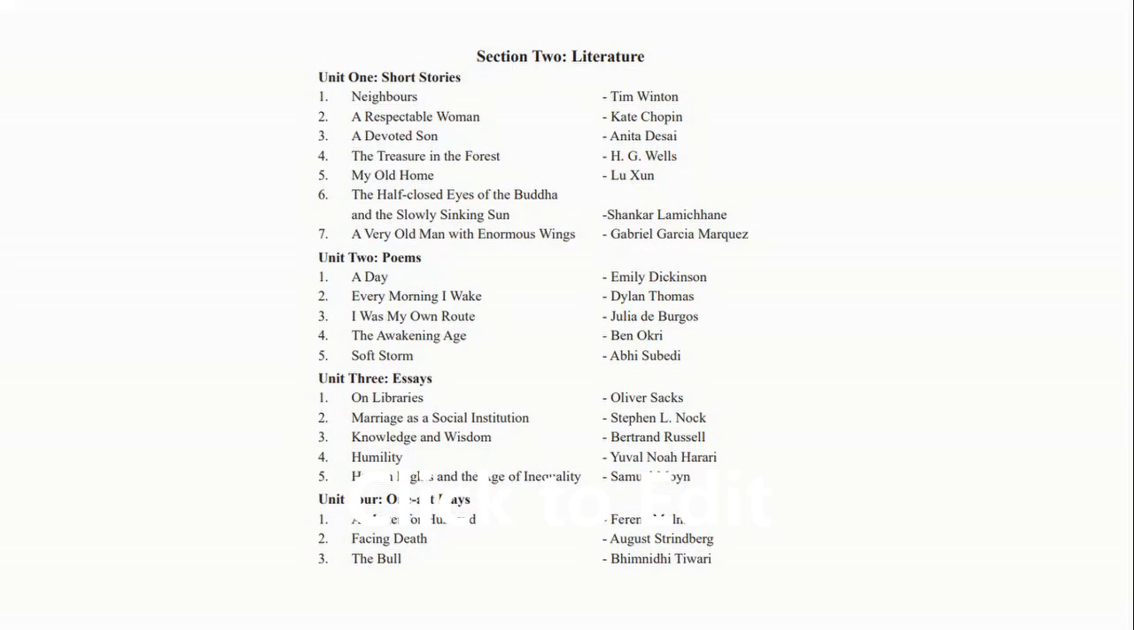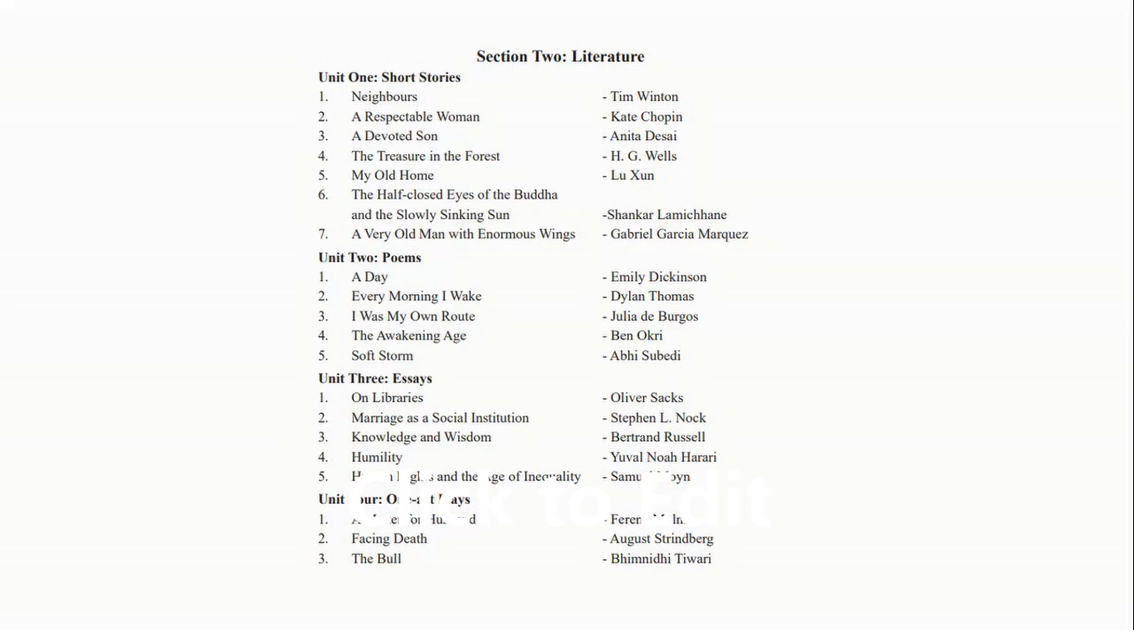Similarly, by American poet Dylan Thomas, we have the poem Every Morning I Wake. We have our own Nepali writer Abhi Subedi. From his writing, we have Soft Storm. Likewise, we have got 5 essays by different writers. And finally, like Grade 11, we have 3 one-act plays. Good news is, once again, we have a Nepali writer, Bhimnidhi Tiwari, with his one-act play, The Bull.